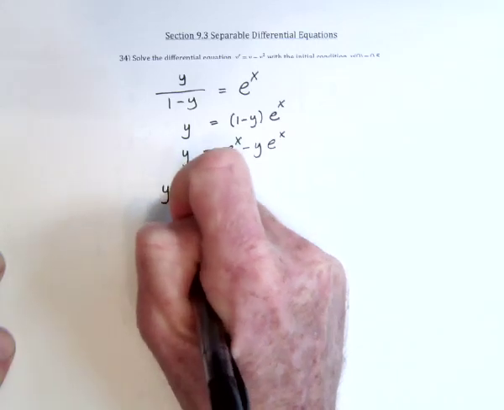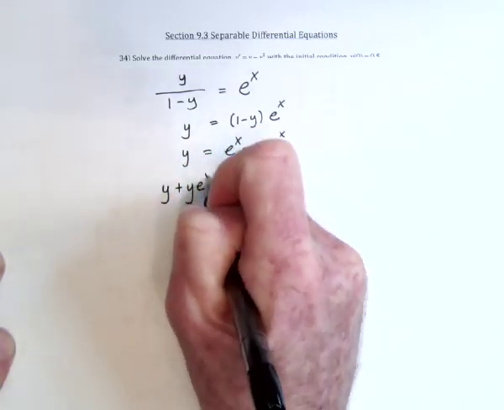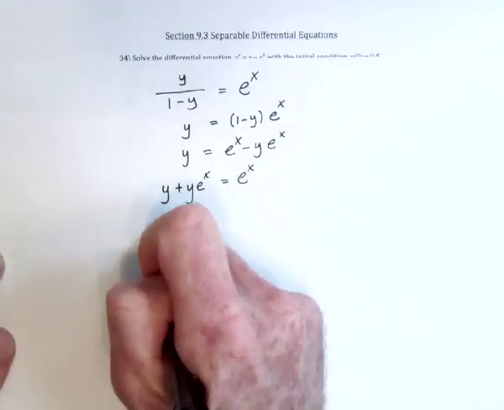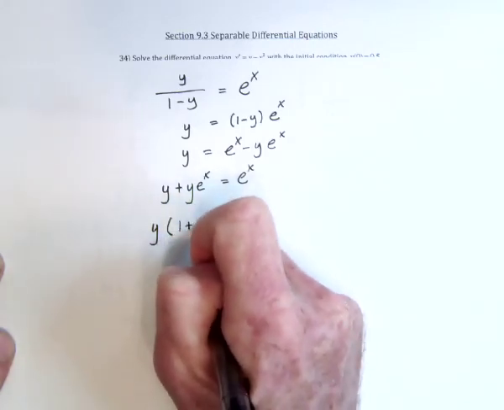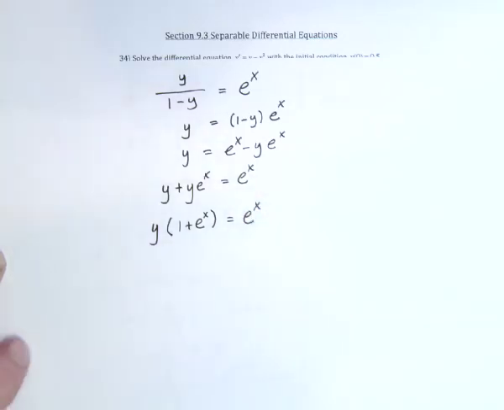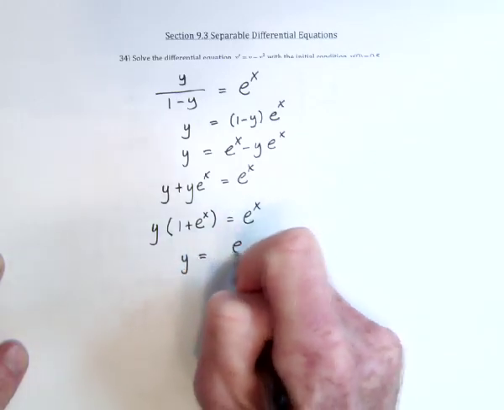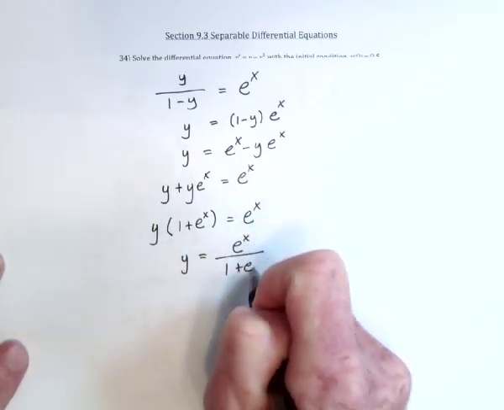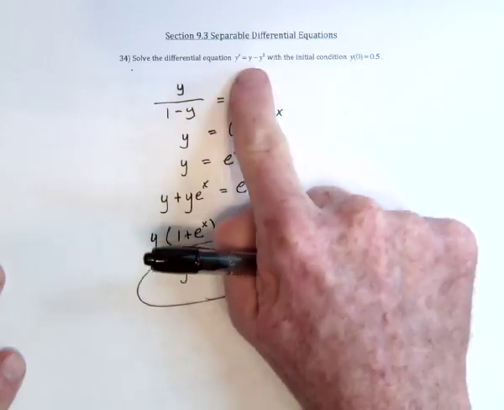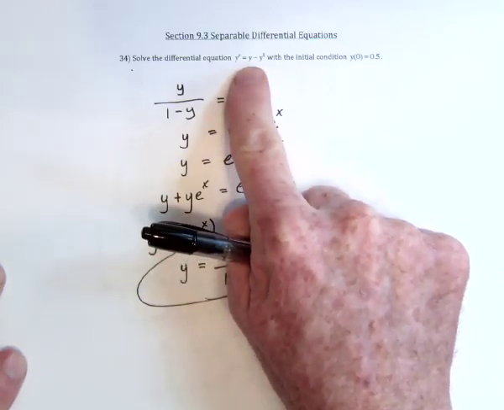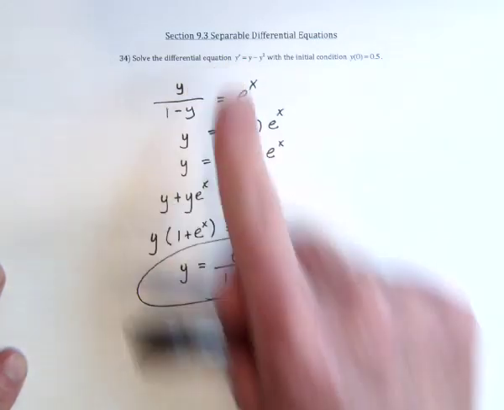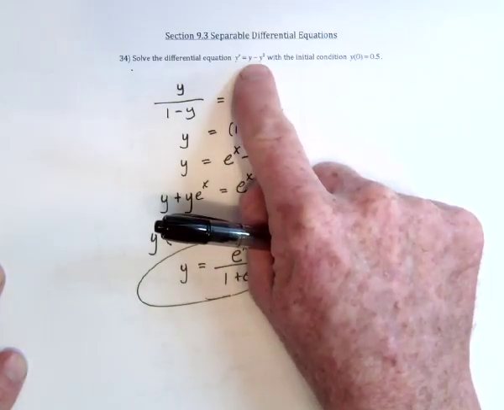We'll have y plus y e to the x equals e to the x. And then here we could factor out y. It would leave 1 plus e to the x times y equals e to the x. And then just divide and we're done. So it turns out y is e to the x over 1 plus e to the x. And of course the good thing about differential equations is you can go back and check your answer. If you were to take the derivative here, put it on that side, take the function minus its square and put it on that side, and then prove that they're equal.